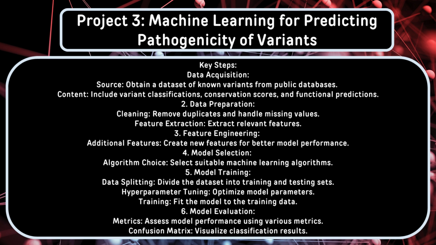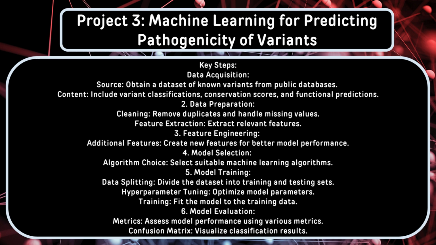Data processing. Clean the datasets by removing duplicates and handling missing values. Extract relevant features such as conservation scores. Use tools like FATHMM. Function predictions utilize SIFT and PolyPhen. Feature engineering. Generate additional features based on data such as mutation types, missense and nonsense, gene expression levels, and allele frequency. Model selection. Choose machine learning algorithms for classification such as random forest, support vector machines, SVM, or gradient boosting.